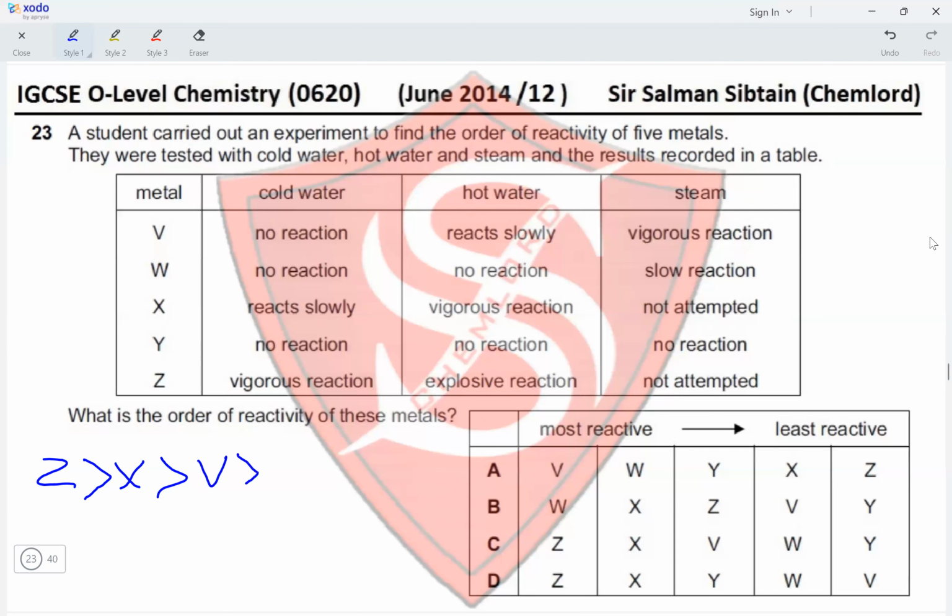So the next metal in this reactivity series would be W because it gave a slow reaction, and the least reactive metal becomes Y because it did not give any reaction with either cold water, hot water, or steam. So since the first element is Z, this eliminates options A and B. The next element is X. The third element is V, eliminating option D. The next element is W, and the last element is Y. So this makes option C the correct option for this question.